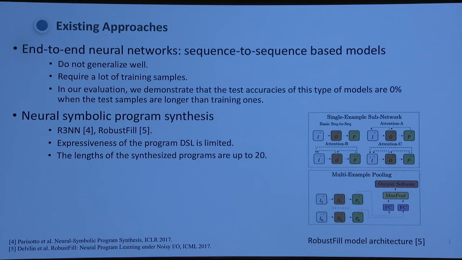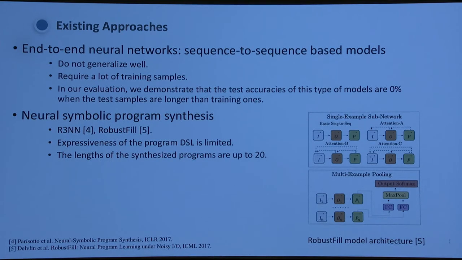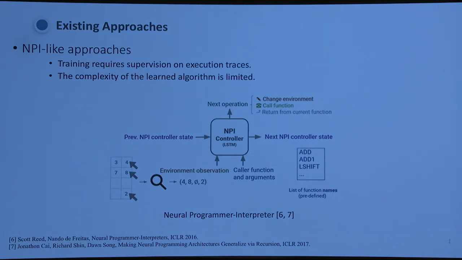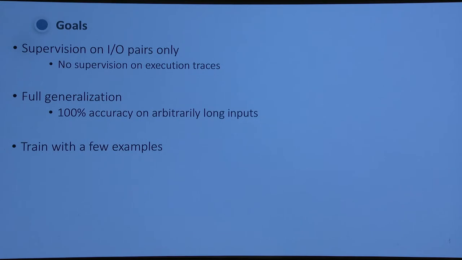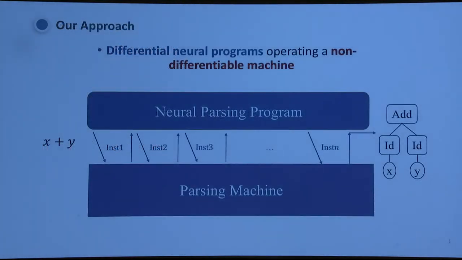And we can take the approach of neural symbolic program synthesis, but again, this type of approach has challenges in the size of the synthesized programs it can handle. And for the neural program interpreter-like approaches, it requires supervision on program execution traces. So in this work, we wanted to take a much weaker supervision without execution traces. We want to achieve full generalization, ideally 100% accuracy on arbitrarily long inputs. And also, we want to train with just a few examples.